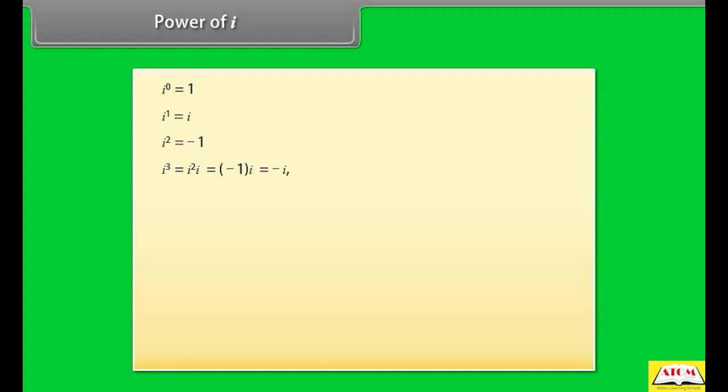We get minus iota. Similarly, iota raised to power 4 is equal to square of iota square, which is minus 1 square, which is equal to 1. Iota raised to power 5 is equal to square of iota square into iota, which is equal to minus 1 square into iota, which is equal to iota.